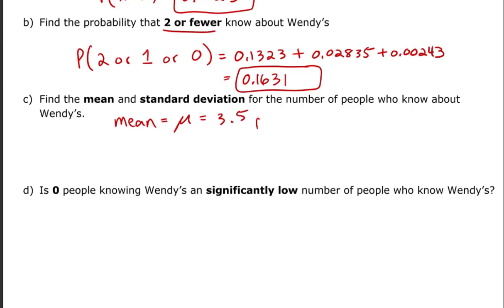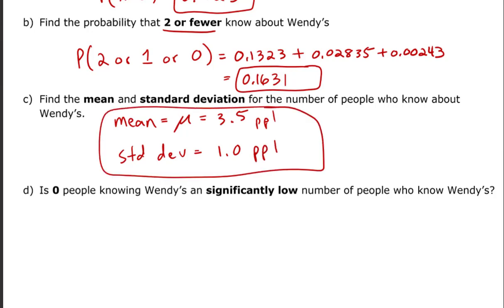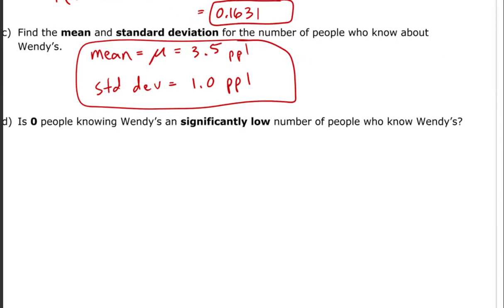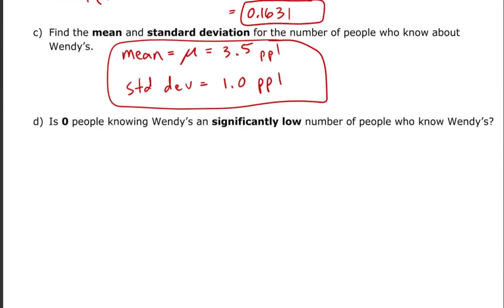And then the standard deviation will be 1.0 if you do 1 decimal place, people. Okay. And then it asks, is 0 a significantly low number of Wendy's?